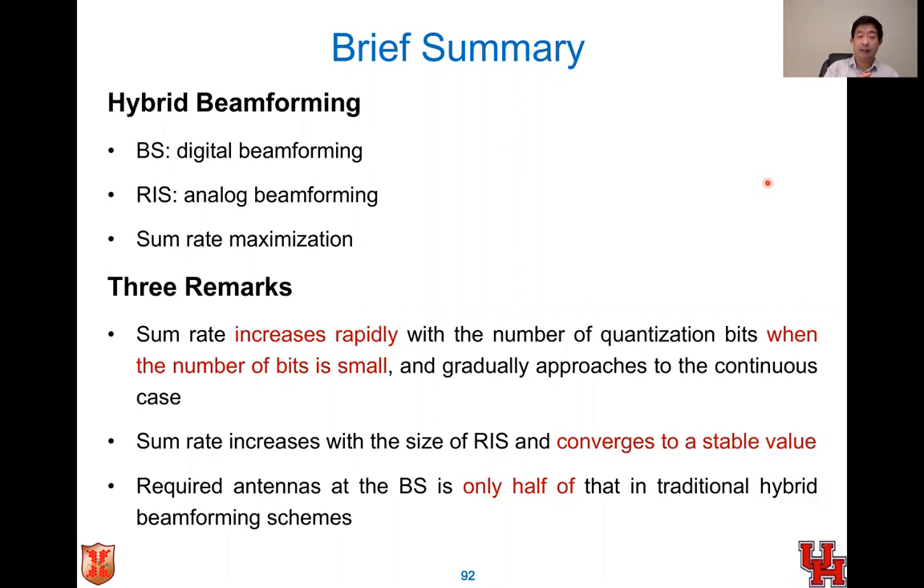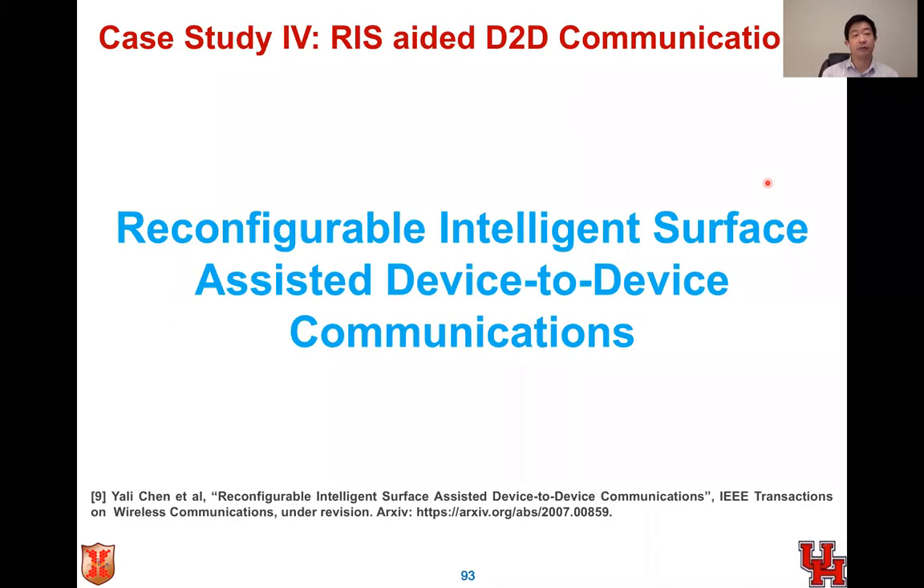And then there are three remarks. The sum rate increased rapidly, but it will saturate very quickly. And also, the sum rate increases with the size of RIS to a stable point, and the required antennas are only half of the traditional hybrid. So basically, because of this, we show that with RIS aided, the base station can reduce their number of antennas, so reduce the cost. Or with the same number of antennas, the performance can be improved. So that is for this contribution.